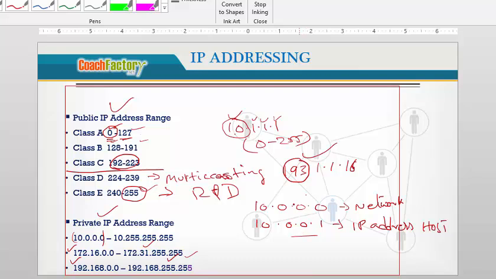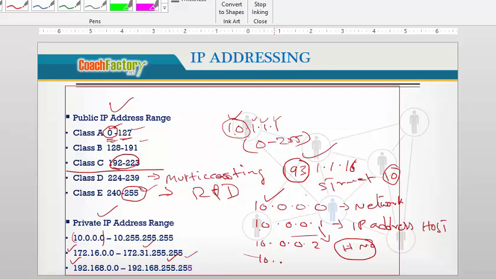For example, take the network as a street address. This is our street 10. And take the IP address as house numbers. In a street, we may have n number of house numbers, and all those house numbers belong to which street? Street 10. In the same way, this is the 10 network, and we can have many IP addresses, and all these IP addresses belong to which network? 10 network.